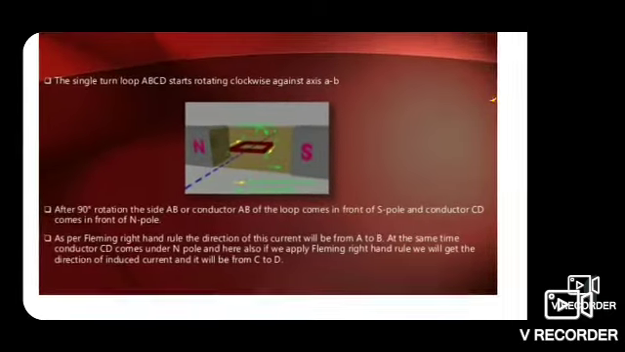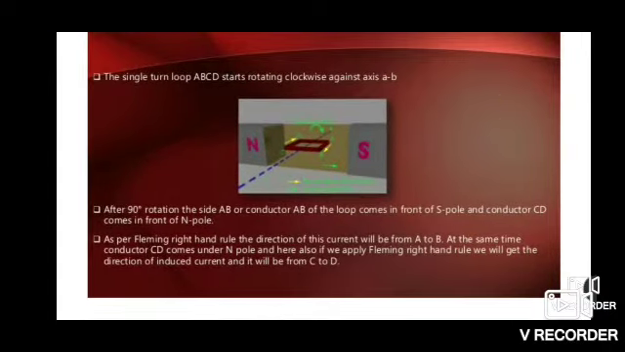The single turn loop ABCD starts rotating clockwise about axis AB. After 90 degree rotation, the side AB of the loop comes in front of the S pole and conductor CD comes in front of the N pole. As per Fleming's right hand rule, the direction of the current will be from A to B. At the same time, the conductor CD comes under the N pole, and applying Fleming's right hand rule, the direction of induced current will be from C to D.